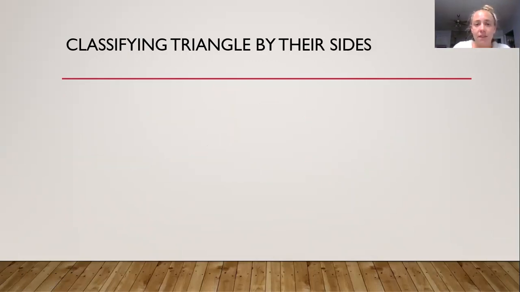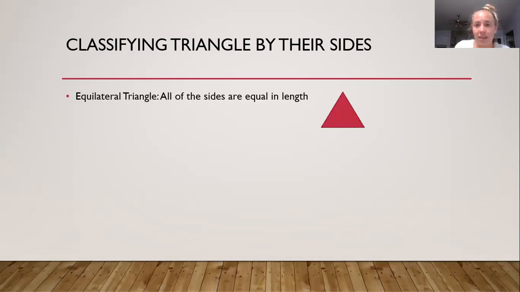The other way is to classify them by their sides. So equilateral triangles have all their sides being equal in length, just like this. And again, you can mark the sides that are equal in length with black notches.